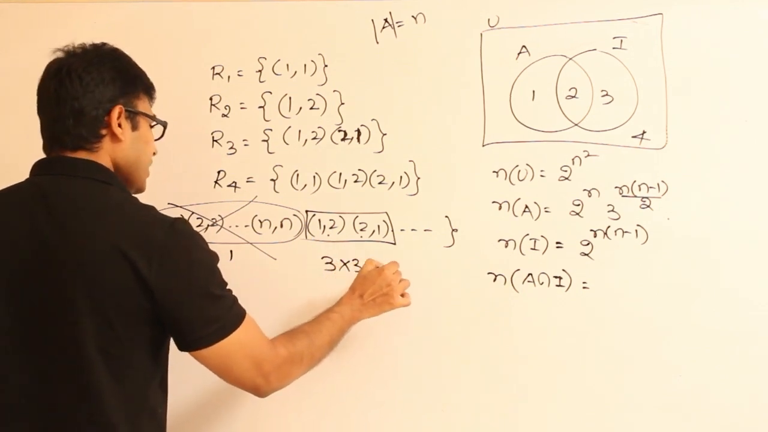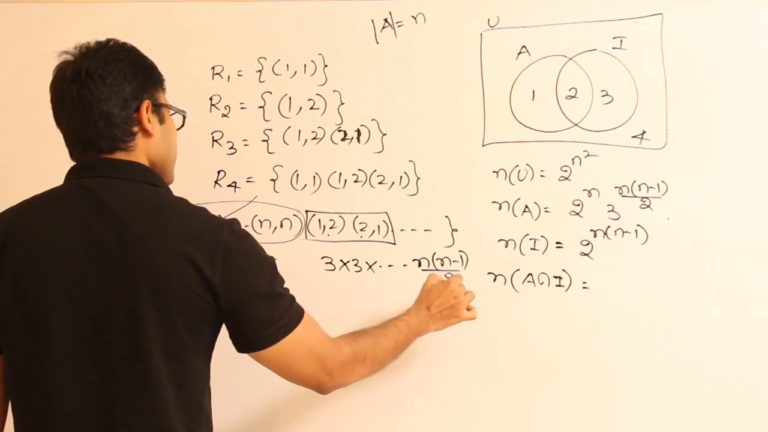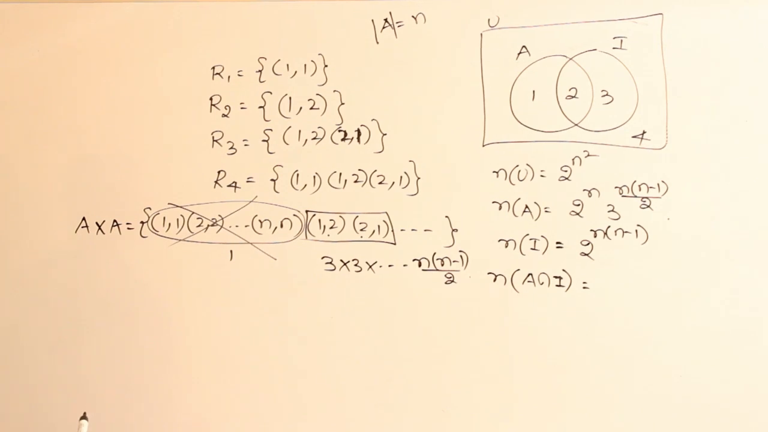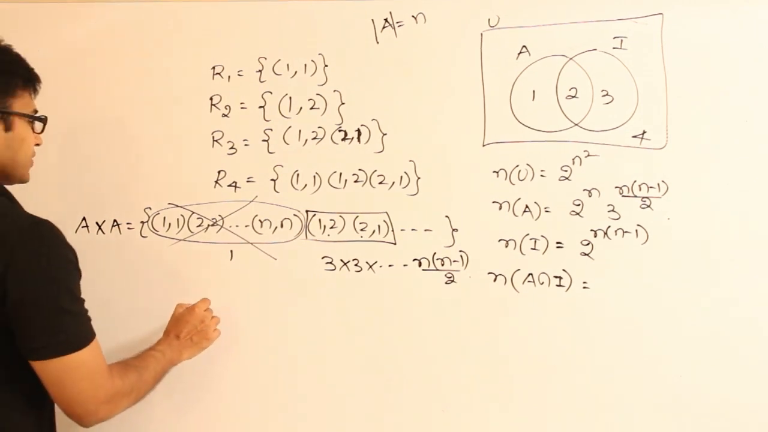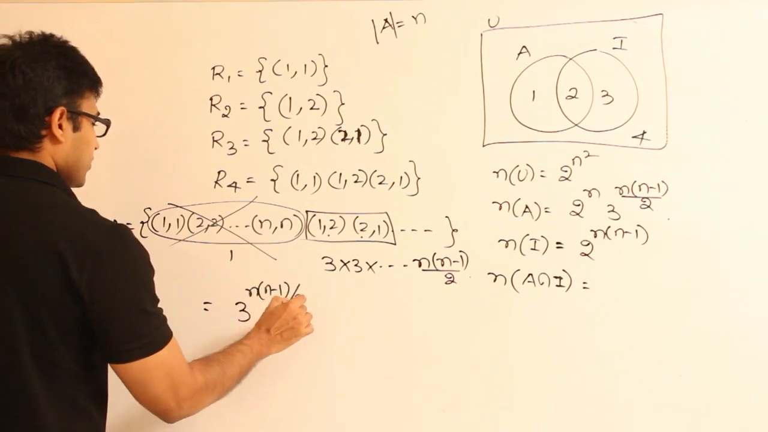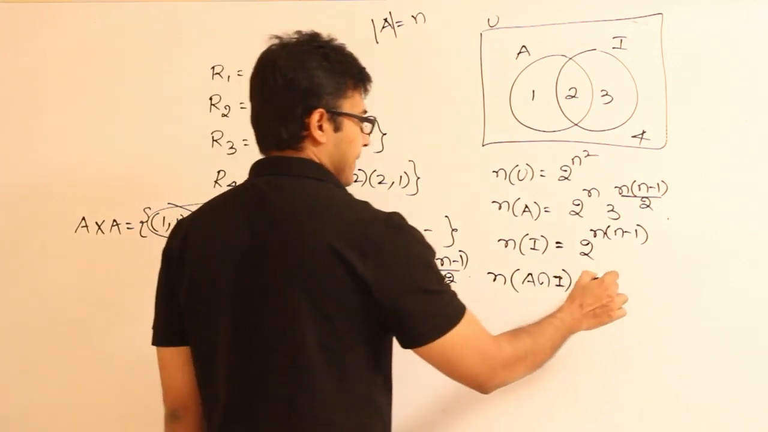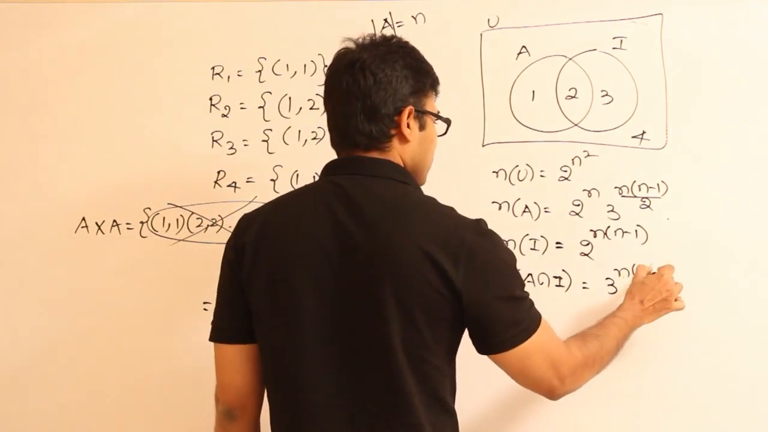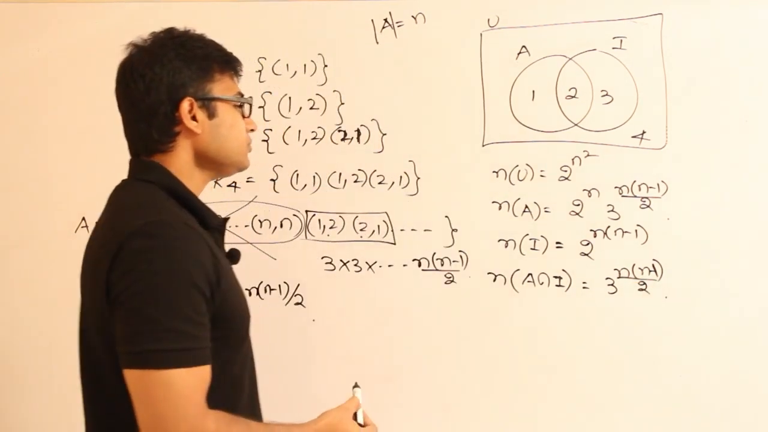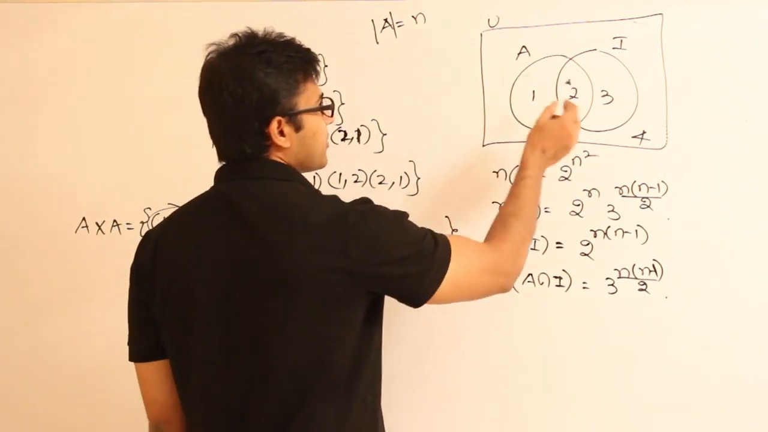Therefore each pair is going to have three choices. Like that, how many pairs do we have? We have n into n minus 1 by 2 pairs. So the number of relations which are both anti-symmetric and irreflexive is going to be 3 power n into n minus 1 by 2. Got it? Now from this we can find the remaining areas.